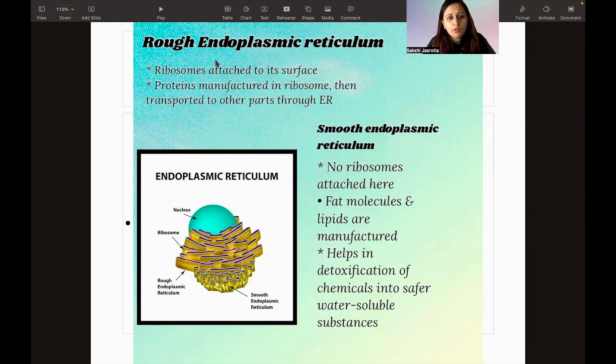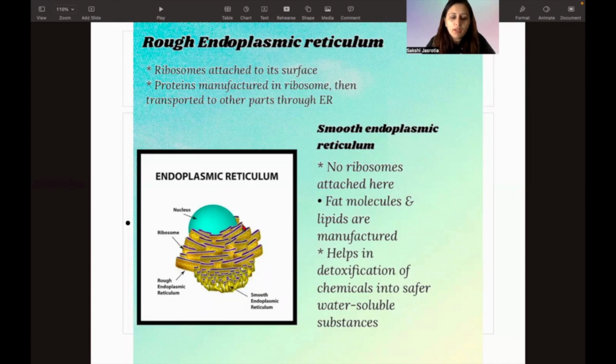So first of all, rough endoplasmic reticulum. Now, if you can just see in the picture right over here, we can see some tiny granulated structures which are present on these oblongated tubes. So these are the ribosomes. The presence of these ribosomes makes it appear rough, right? So that is why it has got this name RER.